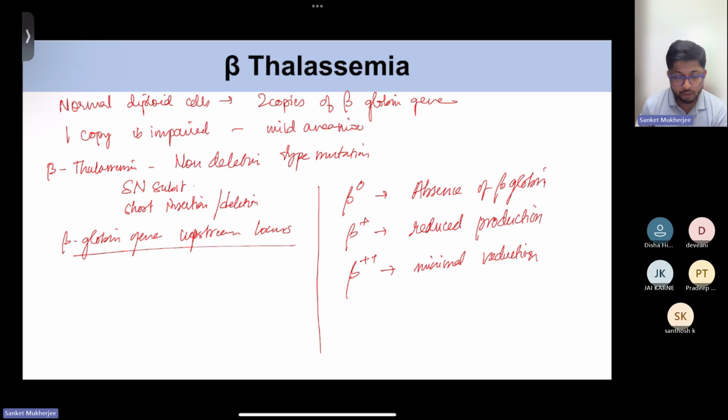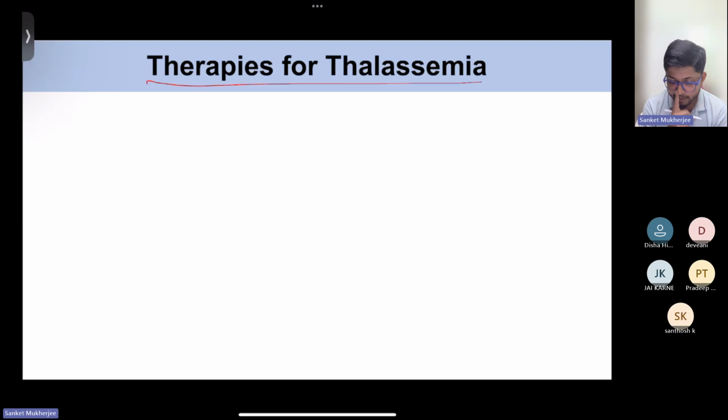So if we talk about therapies, as I already mentioned once, one of the most conventional ways of therapy is blood transfusion. One of the most preferred ways. I mean, it's easy, but then again, there are certain complications. So transfusion dependent patients get red blood cells from the donor, so that they have adequate hemoglobin levels.